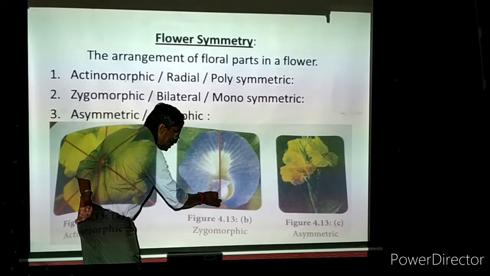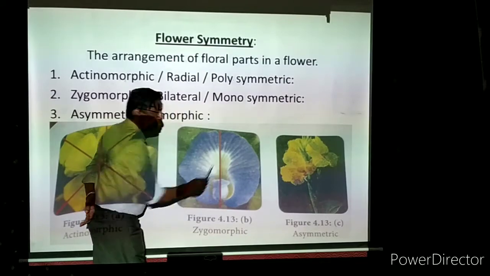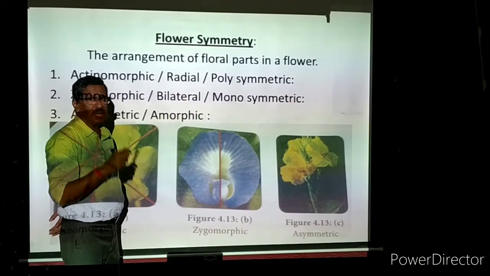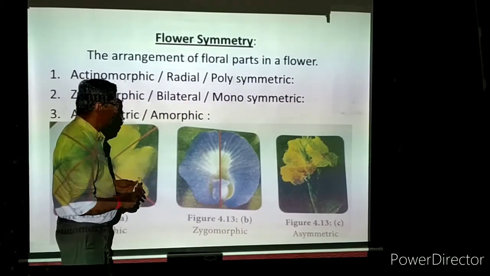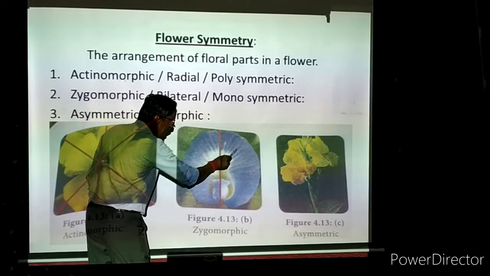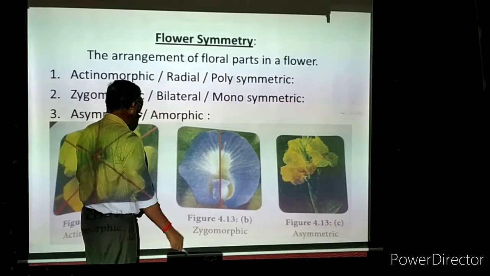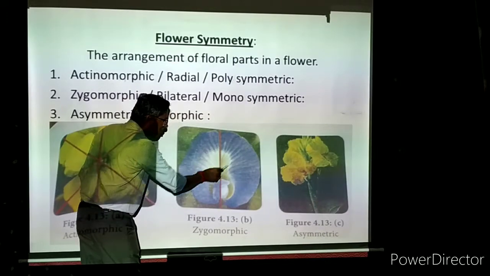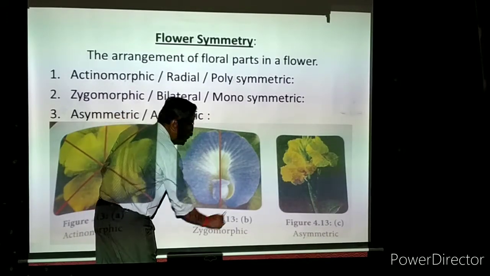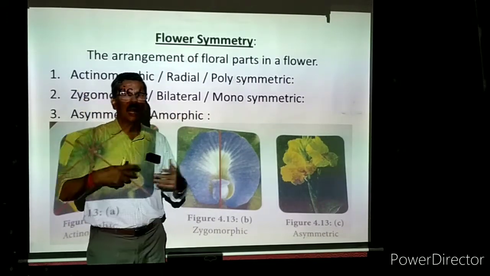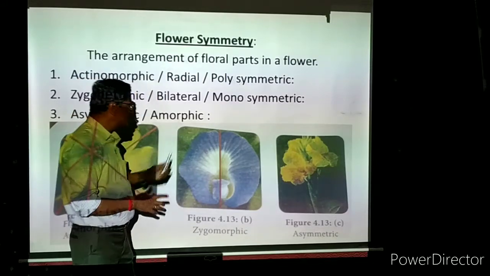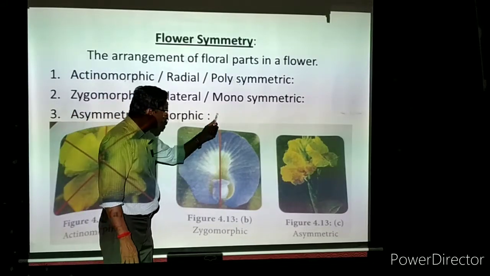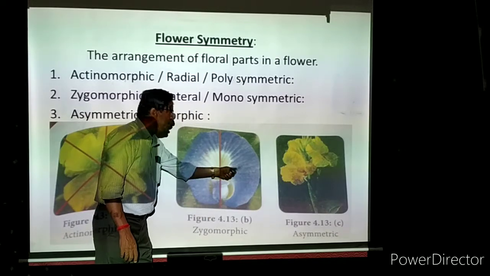Exactly in this direction, I am getting two equal halves. Only one section gives two equal halves. Suppose I change the direction, just like the previous one, if I change the angle of the sectioning, this side or that side, I am not getting two equal halves. The flower is not producing two equal halves, but only in one particular direction we are getting two equal halves.